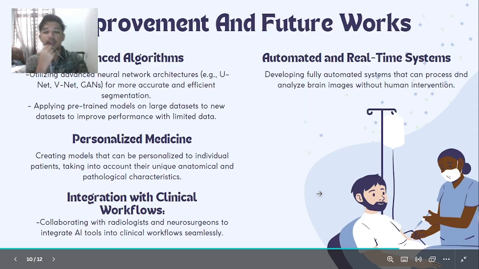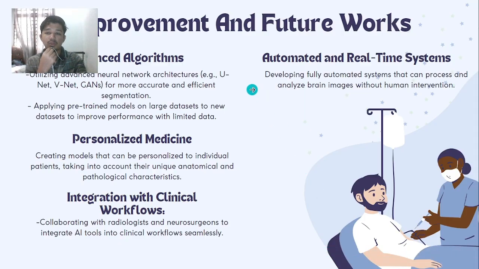Thank you. Okay, next are the improvements and future works of the project. The first improvement is an advanced algorithm, which utilizes advanced neural network architectures, for example U-Net, for more accurate and efficient segmentation. And next, applying pre-trained models from a large dataset to a new dataset to improve performance with limited data.